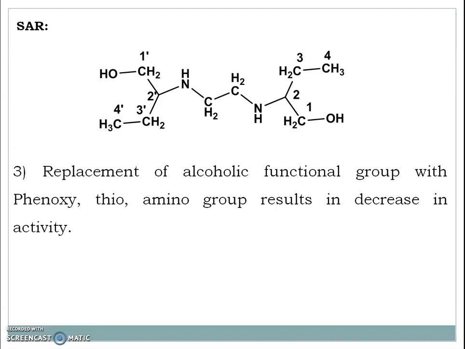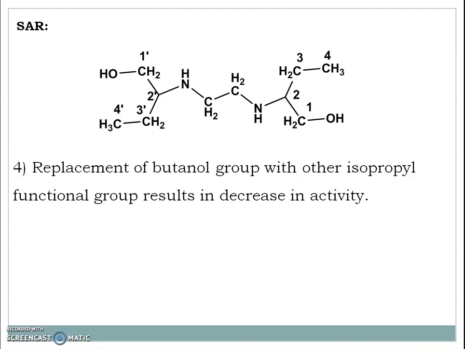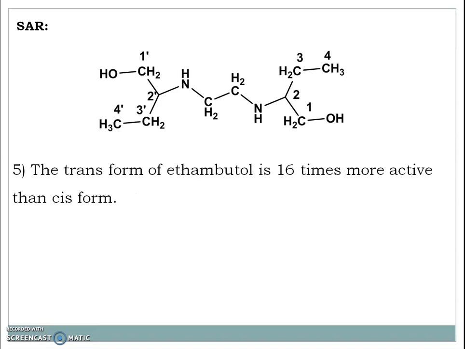Replacement of the alcoholic functional group with a phenoxy or thioamino group results in decrease in the activity. Replacement of the butanol group with other functional groups like isopropyl results in decrease in the activity. And the trans form of ethambutol is 16 times more active than the cis form. Means that both OH groups are on the opposite side of each other.